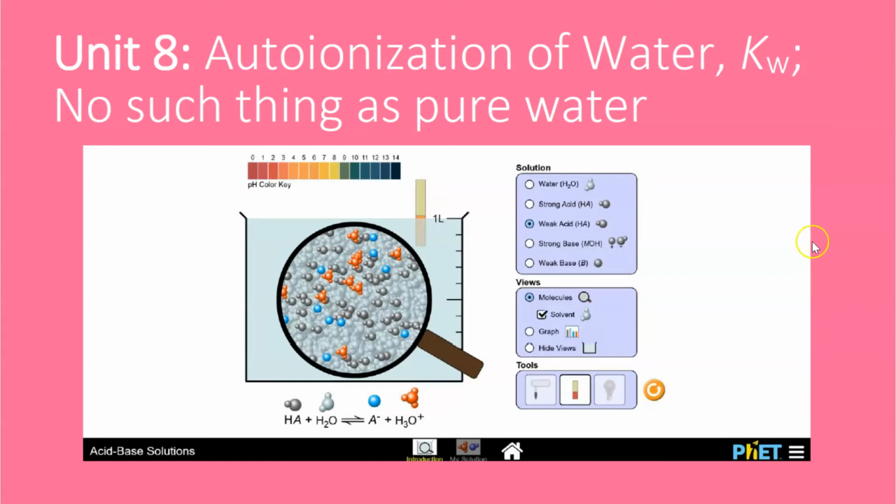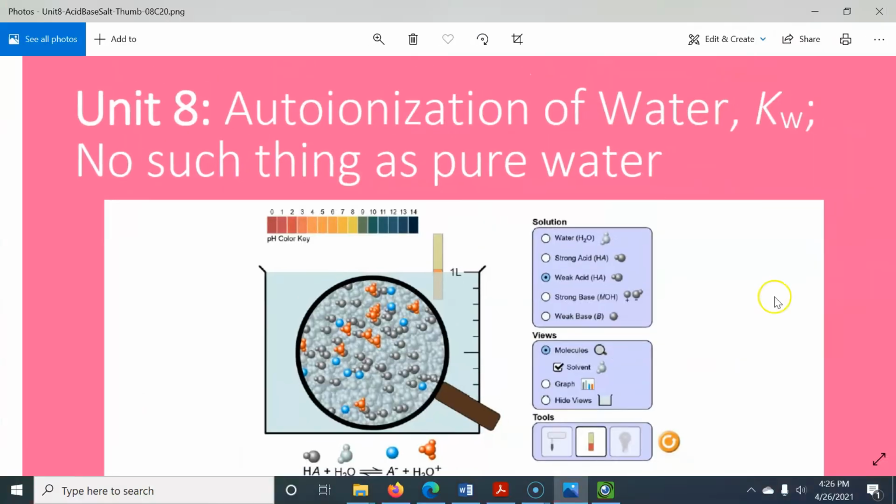Hi everyone. In Unit 8 thus far, we have been looking at aqueous solutions that either have acid or base in them and learning how to calculate pH. It will also be very useful for us to understand what happens if it's just plain water with no acid or base dissolved in there? Well, what we're going to find out is that there is no such thing as a glass of pure water because of autoionization.